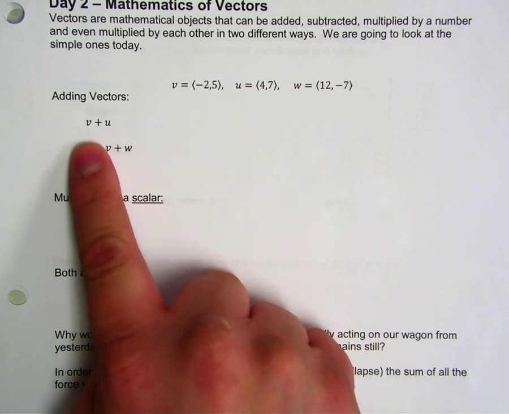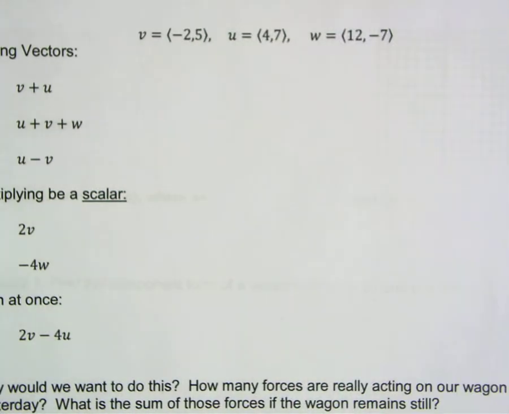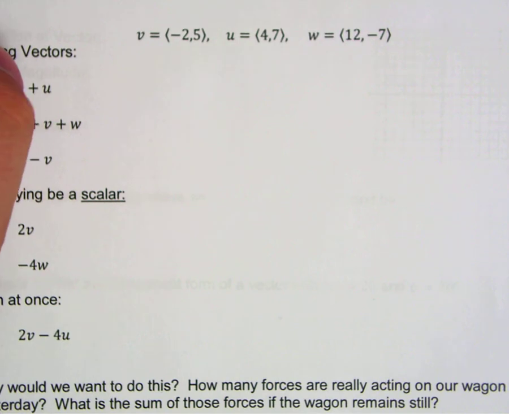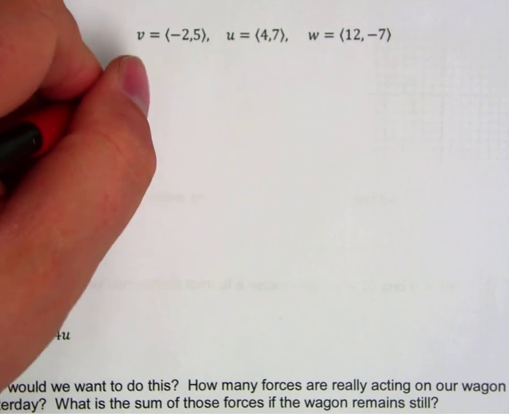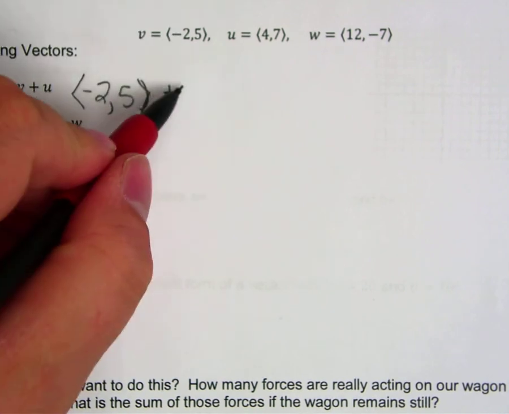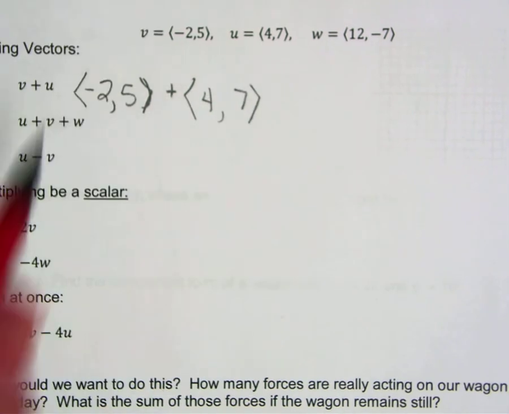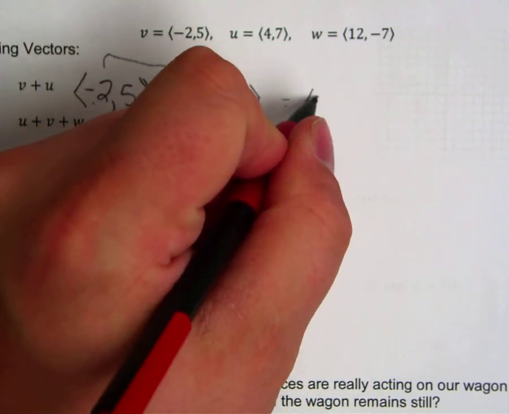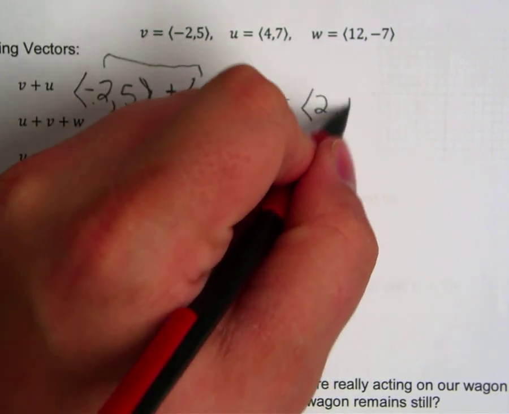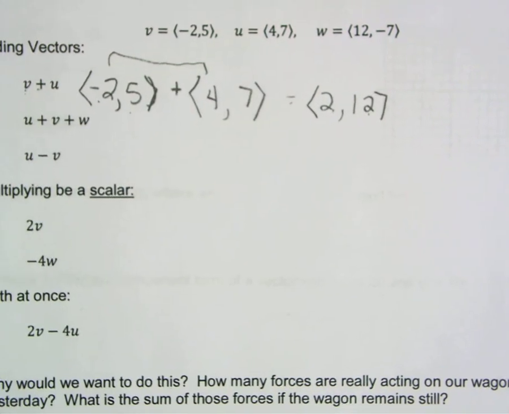So we're going to start out just looking at adding vectors together. I've got 3 vectors on the top of this page, and adding them is pretty much exactly what you'd want it to be. If I'm taking v plus u, I'm just going to write this out. Negative 2, 5 is v, and I'm going to add on 4, 7. All I'm going to do is add the components together. So I'm going to add the x components: negative 2 and 4 makes 2. 5 and 7 is 12. And so my vector for v plus u is 2, 12.